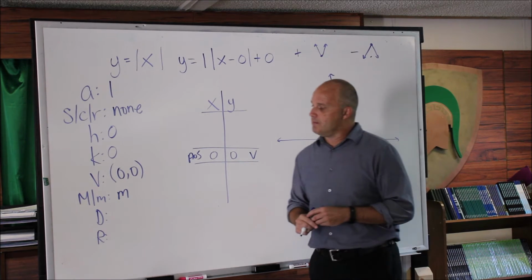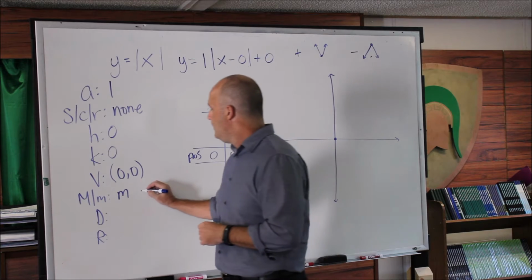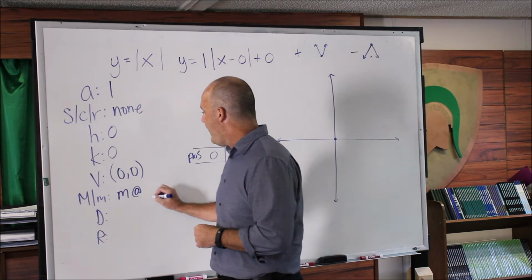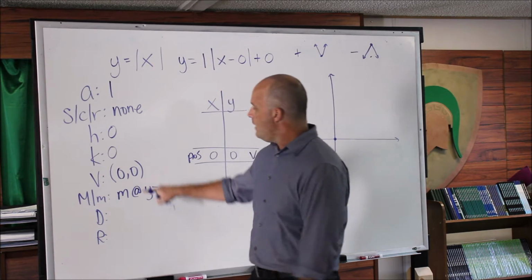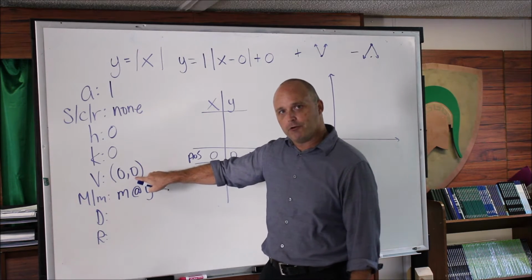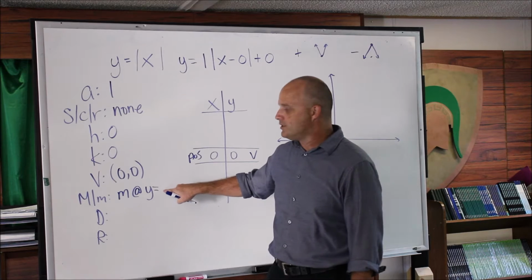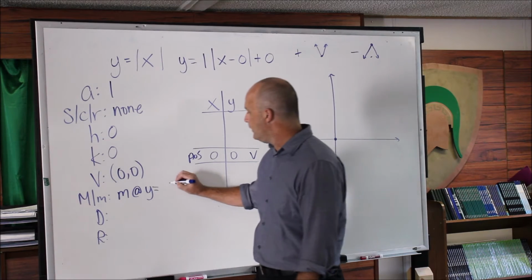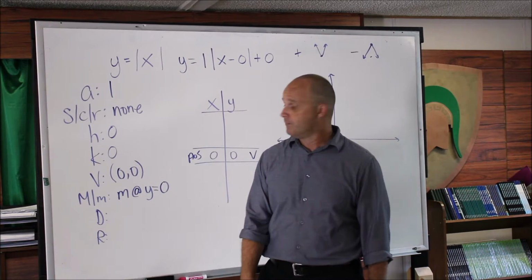Now the maximum or the minimum is going to be a minimum at y equals, and then all you're going to do is go to your vertex point. Whatever the y value of your vertex point is, that is going to be your minimum or maximum point. So y is equal to 0.